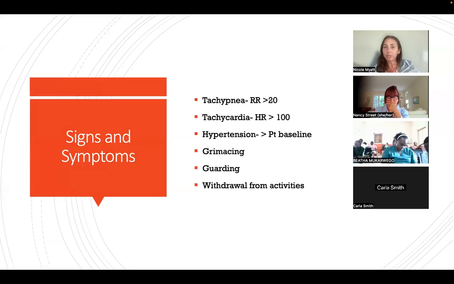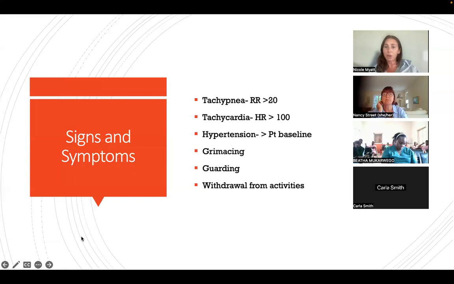Withdrawal from activities. If somebody's inside the hospital, you might see that they don't want to go for walks. They don't want to sit up and speak with their family. If it's outside of the hospital in a community center, you might see that they aren't able to engage in work, or that they don't want to go to social activities that they used to enjoy.